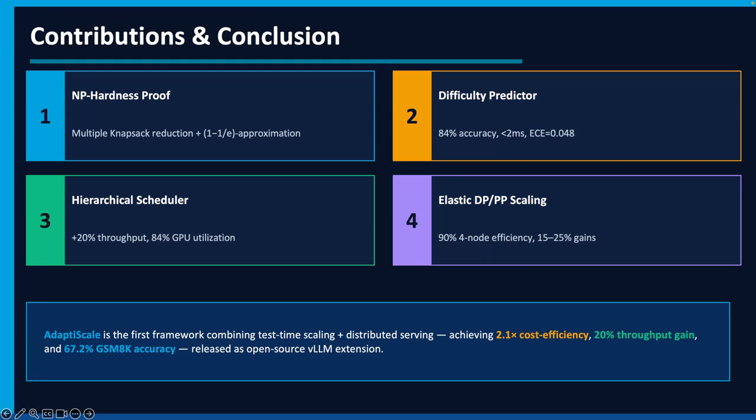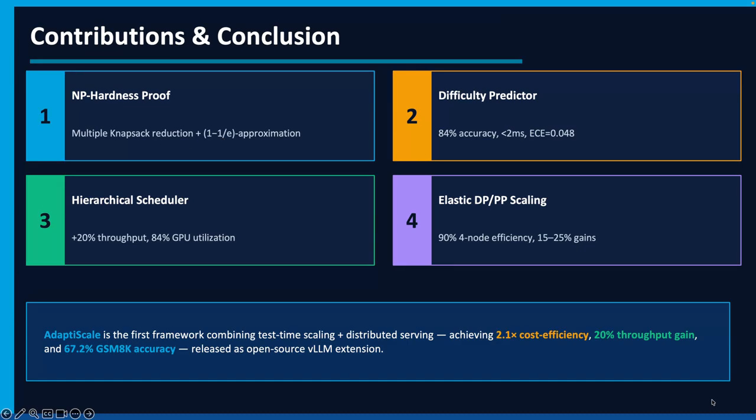Adaptive Scale makes four technical contributions. First, we prove that the distributed test-time allocation problem is NP-hard by reduction from multi-knapsack, and we provide a 1-1/e approximation guarantee under the large language population regime. Second, our 12 million parameter difficulty predictor achieves 84% accuracy in under 2 milliseconds. These are four things in total: the NP-hardness proof, the difficulty predictor, the hierarchical scheduler, and the elasticity dip. These are all the contributions that we have made as part of this paper.